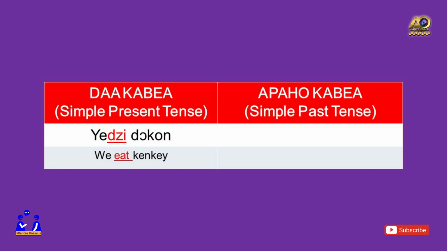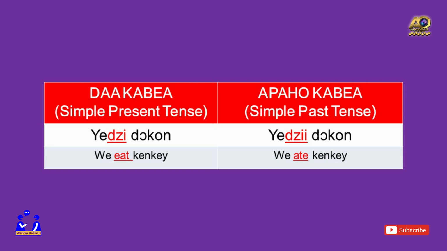We have yedzidokun. This is in the simple present tense. Now, changing yedzidokun from the simple present tense to the simple past tense, like we have already said, we are going to double the vowel. What is the last vowel we see in the verb? The verb is highlighted in red and underlined. So that is z, and the last alphabet is the vowel. So that is I. In Fante, we say e. So we only double. Changing it into the simple past tense, we now have yedzi dokun.